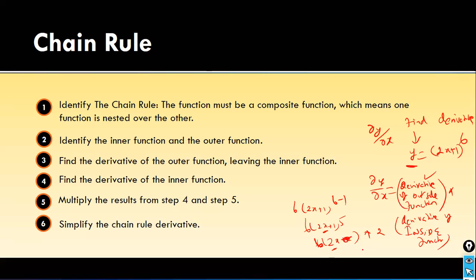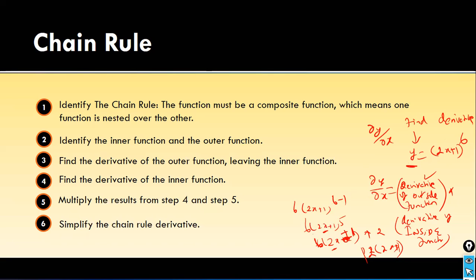So in this case, 2 into 6 is 12, so 12 into (2x + 1). The 2x + 1 remains because we are not going to do anything inside of the function. We are going to leave it as it is. Here we just took the derivative of the outside function. The power rule comes into the picture, and the 6 has to come in front. We did the outer function first.